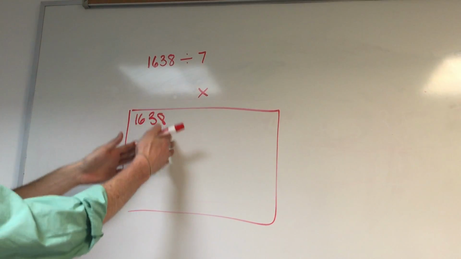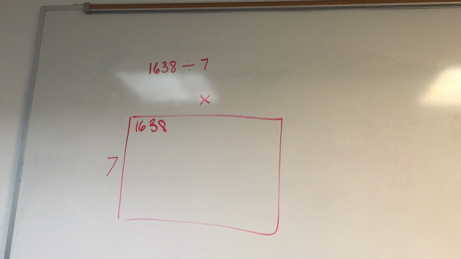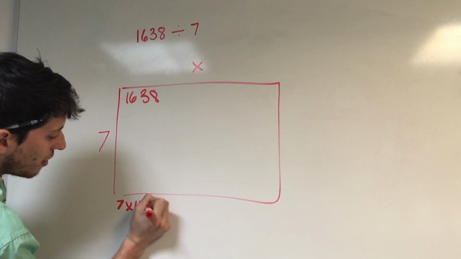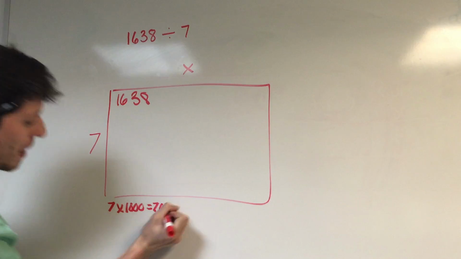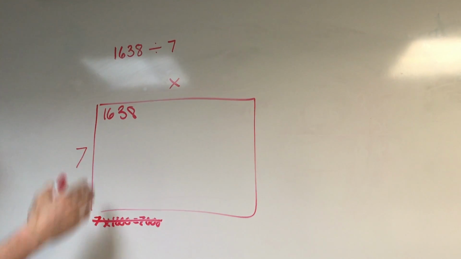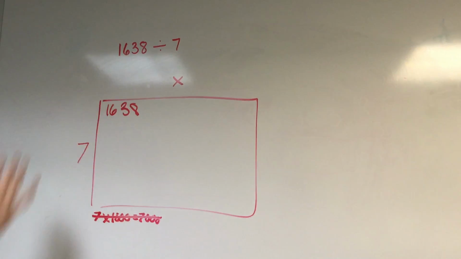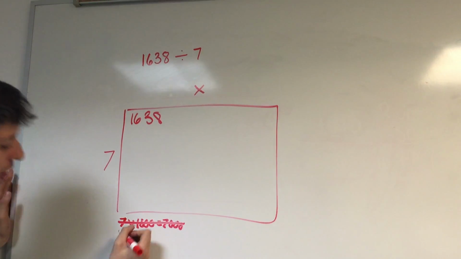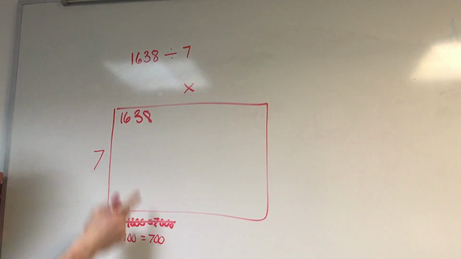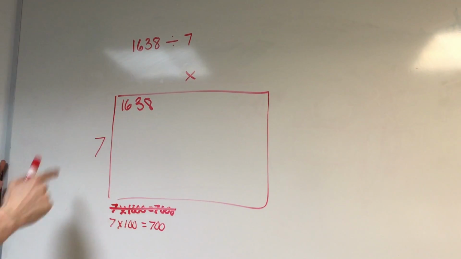I'm first going to find the area of just this section. I'm going to start in my thousands place. I can do 7 times 1,000 equals 7,000. That is way more than my total, so I know that that's not going to work. Again, I'm trying to figure out just this section of my missing side. So I'm going to move down to my hundreds. 7 times 100 equals 700. I know that I can keep going because I'm not over my total.